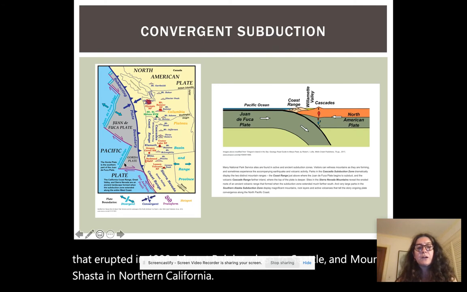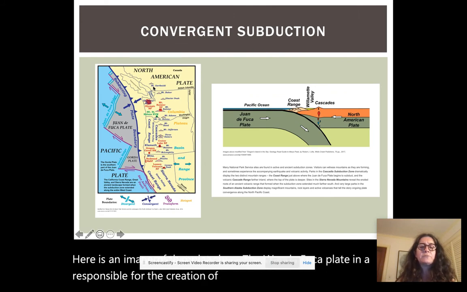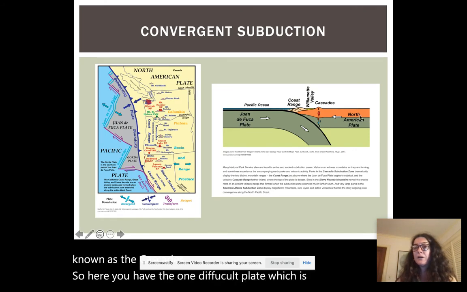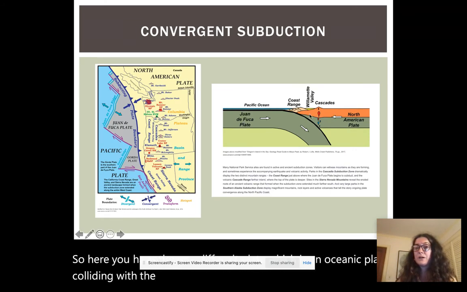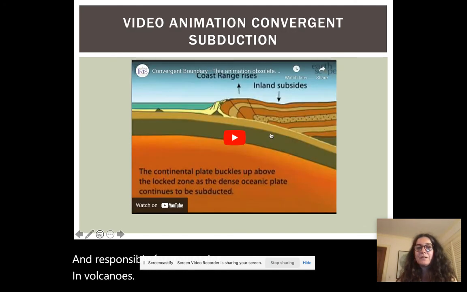Here is an image of that plate, the Juan de Fuca plate, which is responsible for the creation of this volcanic mountain range known as the Cascades. So here you have the Juan de Fuca plate, which is an oceanic plate colliding with the North American plate, which is a continental plate, subducting and responsible for mountains and volcanoes. Here's another video.